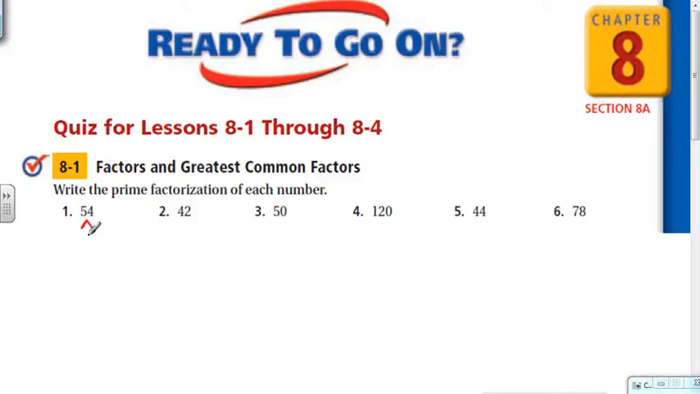So you say, what can I multiply to get 54? Well, you can do 6 times 9. Somebody else may have said you could do 2 times 27. It doesn't matter how you start. Then 6 is 2 times 3. 9 is 3 times 3. So 54 is equal to 2 times 3 times 3 times 3. Or you can do 2 times 3 cubed. I'd accept it either way.